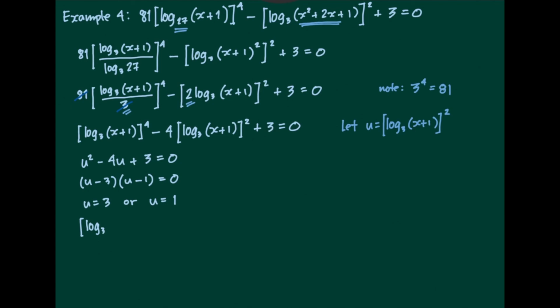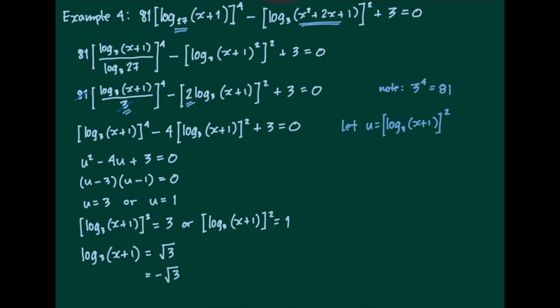Ang u ay equal sa log base 3 of x plus 1 quantity squared. So we could write this as log base 3 of x plus 1 quantity squared equals 3, or log base 3 of x plus 1 quantity squared equals 1. But if we take the square root of both sides, we'll have to consider two values. So yung positive square root of 3, tsaka yung negative square root of 3. On the second equation, that will be log base 3 of x plus 1 is equal to positive 1. Sulat na rin natin yung log base 3 of x plus 1 doon. And log base 3 of x plus 1 is equal to negative 1. So we have 4 equations that we need to solve.